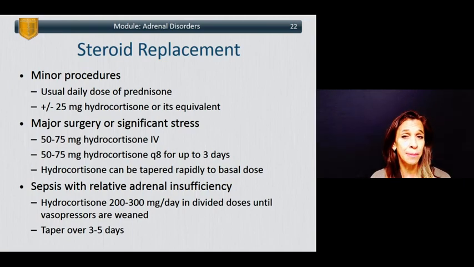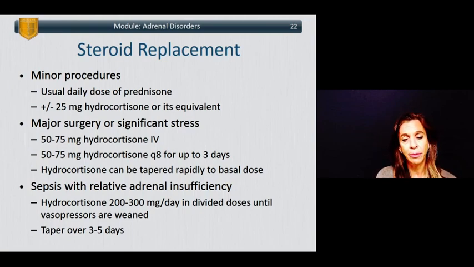If the patient has sepsis, which is often associated with a relative adrenal insufficiency, then hydrocortisone in dosages of 200 to 300 milligrams per day in divided doses are typically given until vasopressors are weaned off, and then the patient is tapered over a 3 to 5 day period.